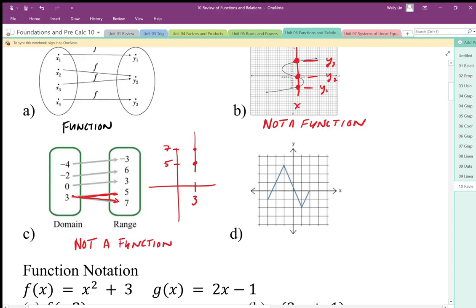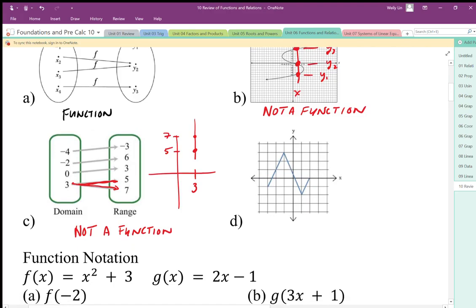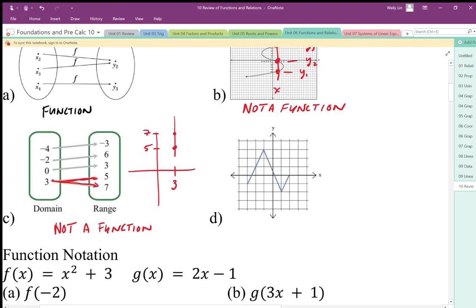There's no such thing as a horizontal line test, so this is okay. We can have two x's mapping onto one y. So this then becomes a function. This passes our vertical line test. That's okay.